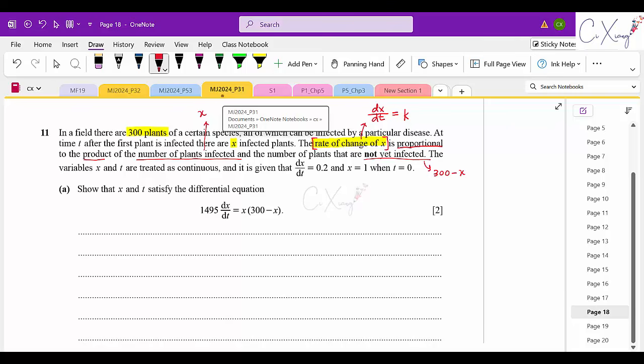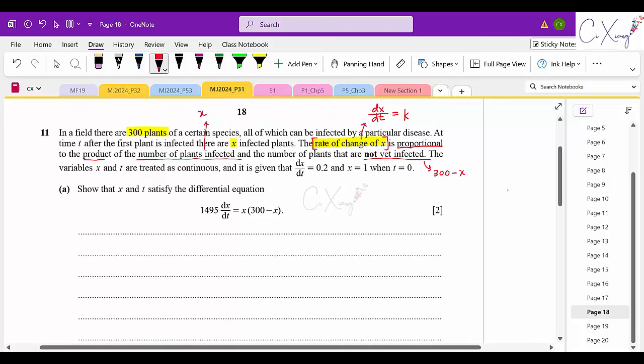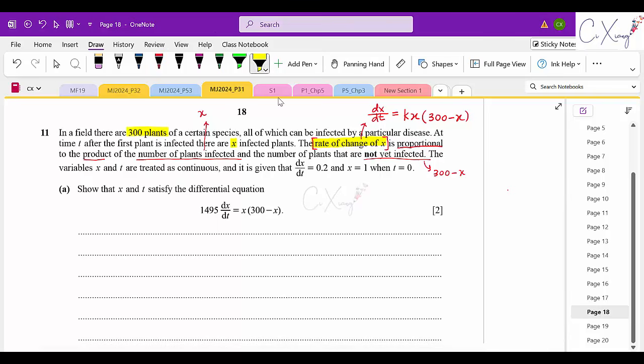So we recall and reread this whole sentence again, right? The rate of change is dx/dt, proportional is k, product means multiplication, number of infected plants is x, then not yet infected is 300 minus x. So this is what we can get from this particular sentence. And now, the variables x and t are treated as continuous. Given some extra information here, they want us to prove that it fulfills this equation.